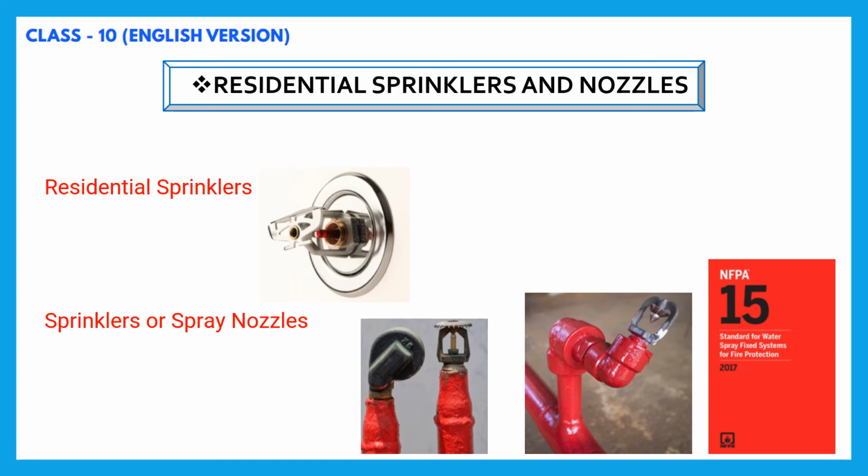As you can see on your screen, there are various sprinkler nozzles or spray nozzles. Basically, a nozzle is a device for use in applications requiring special water discharge patterns, directional spray, or other unusual discharge characteristics. Regarding these nozzles, we have a separate code which is NFPA 15, specifically designed for water spray fixed systems.